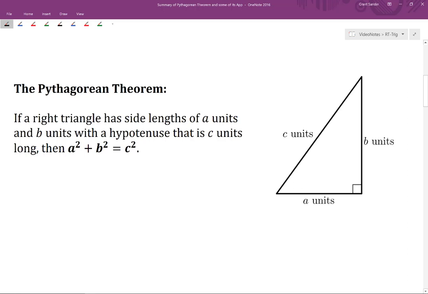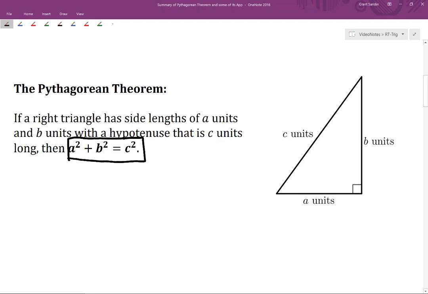In this lesson, it seemed like we covered a lot of different ideas, but what we essentially did was look at the Pythagorean theorem and then apply it to a handful of different contexts. Recall that the Pythagorean theorem says that if we have a right triangle with side lengths of a units and b units, with a hypotenuse that is c units long, then a squared plus b squared will be equal to c squared. This is a very powerful statement.